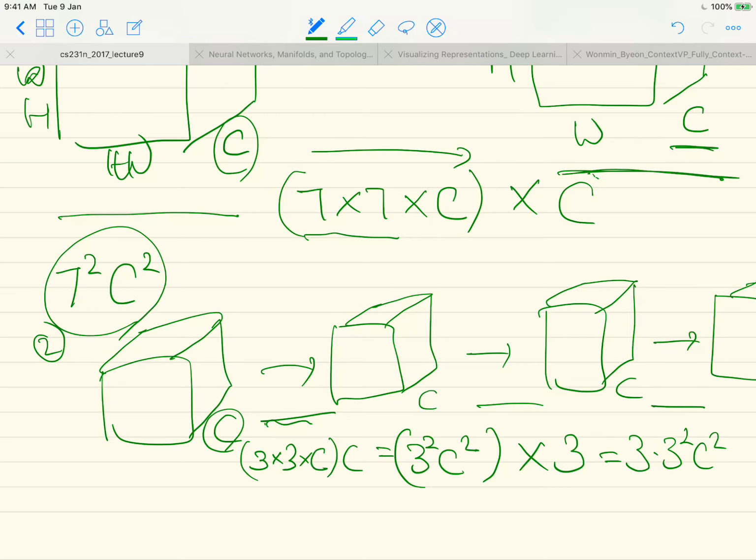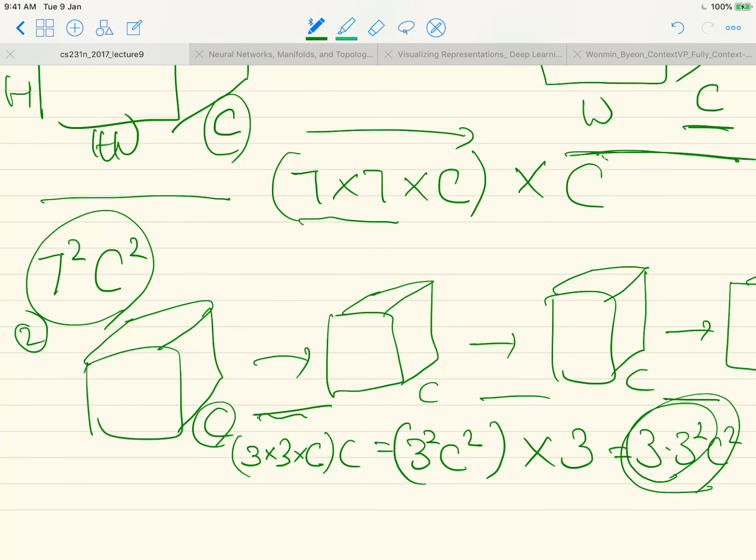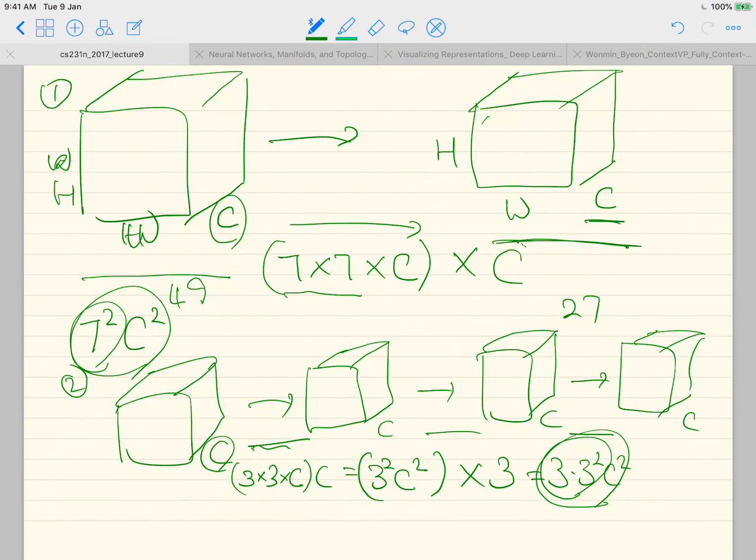So if we compare these two numbers, this guy is 27, and this guy is 49. So we can see that the first scenario requires many more parameters than the second scenario, right?